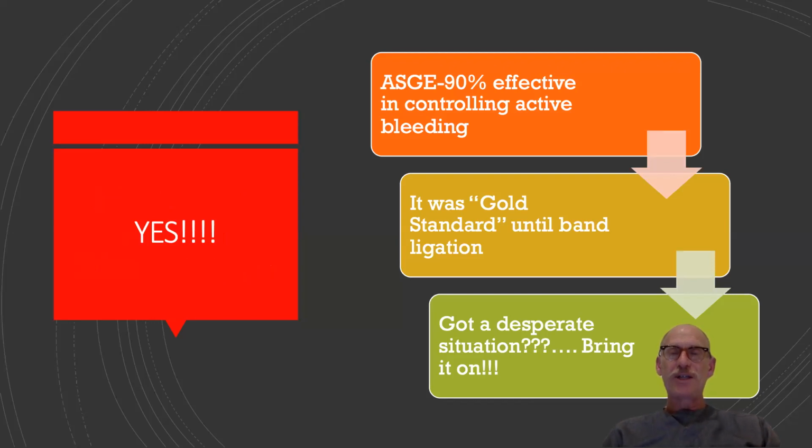Now, the ASGE, the American Society for Gastrointestinal Endoscopy, their statistics say that sclerotherapy is about 90% effective in controlling active bleeding, which is very similar to band ligation. It used to be the gold standard until band ligation came around. So if you have a desperate situation, bring it on.